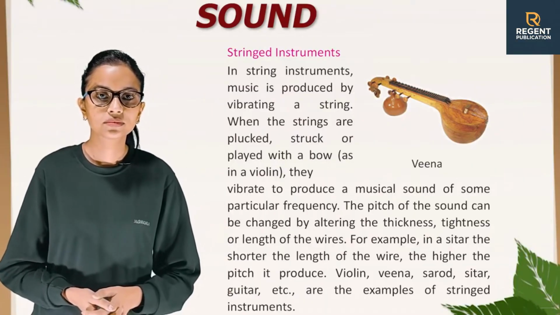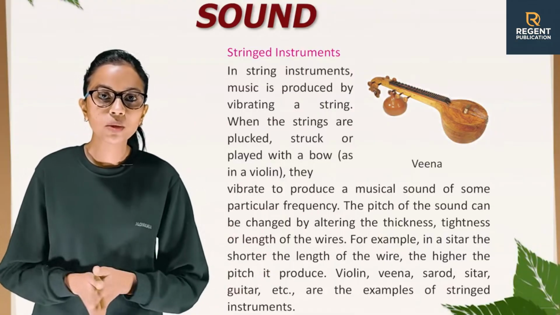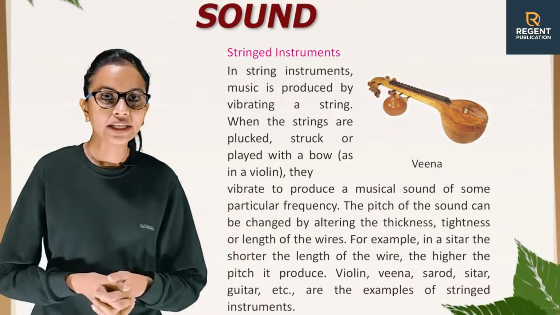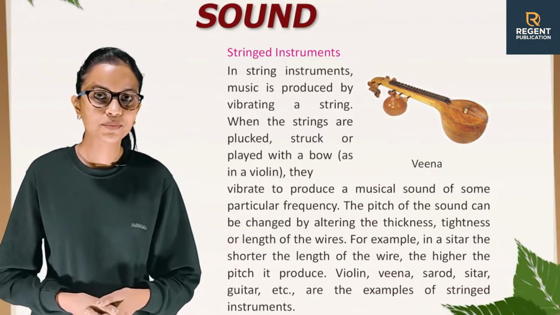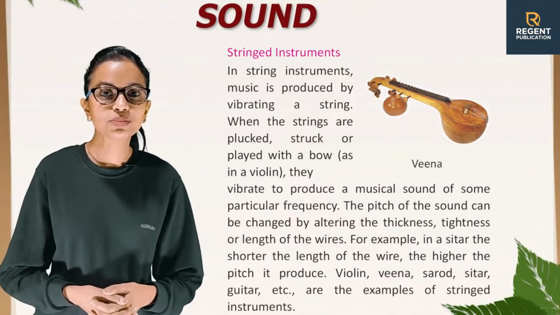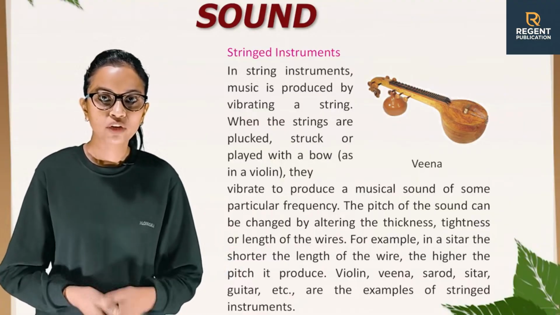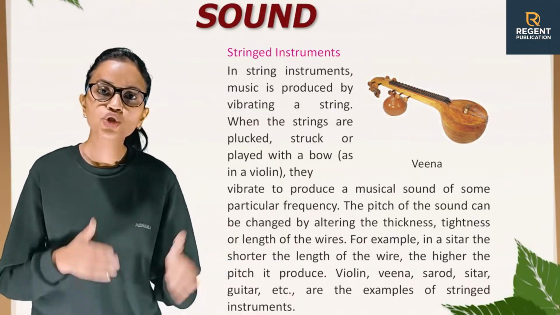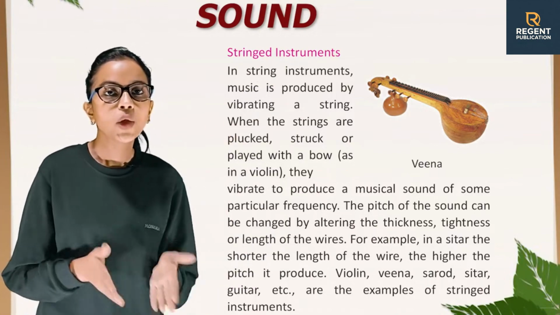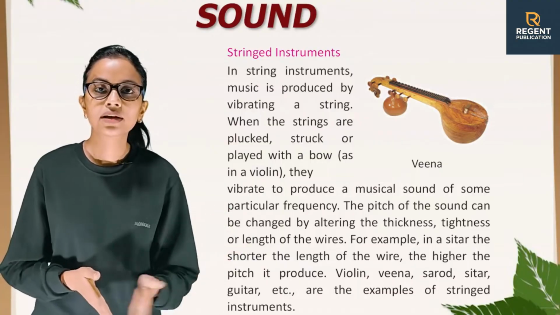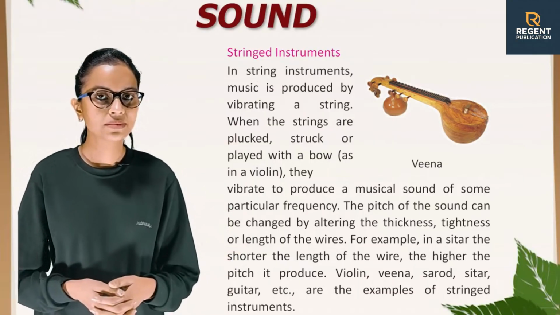When the strings are plucked, struck, or played with a bow, as in a violin, they vibrate to produce a musical sound of some particular frequency. The pitch of the sound can be changed by altering the thickness, tightness, or length of the wires. For example, in a sitar, the shorter the length of the wire, the higher the pitch it produces. Violin, veena, sarod, sitar, guitar, etc. are the examples of stringed instruments.